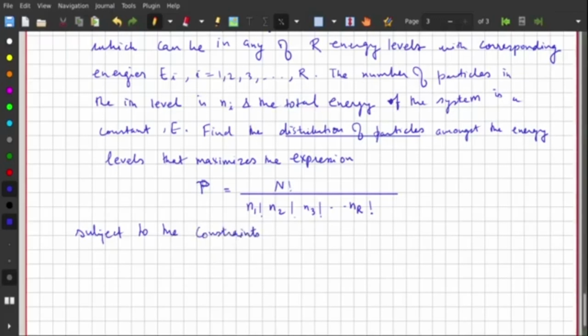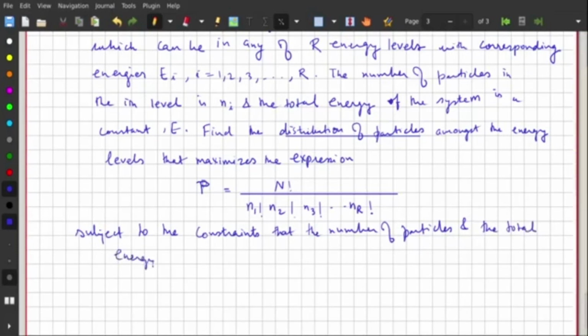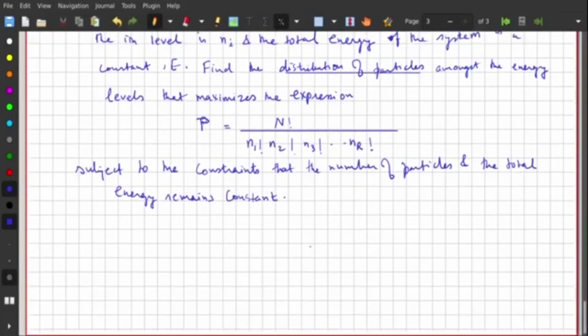What are the constraints? Subject to the constraint that the number of particles and the total energy remain constant. So what we essentially imply is we want to preserve mass conservation and energy conservation. So we want to deal with an isolated system basically. Okay, so we can write the constraints in this way.